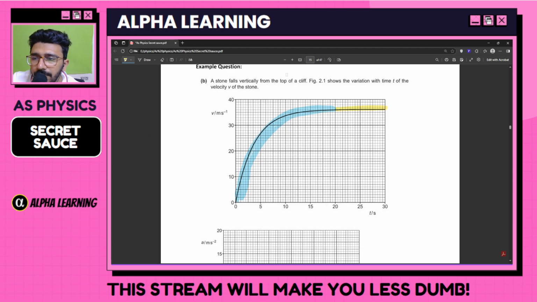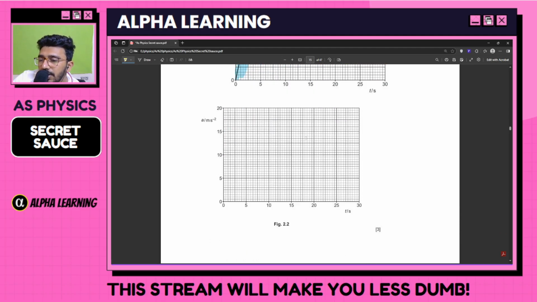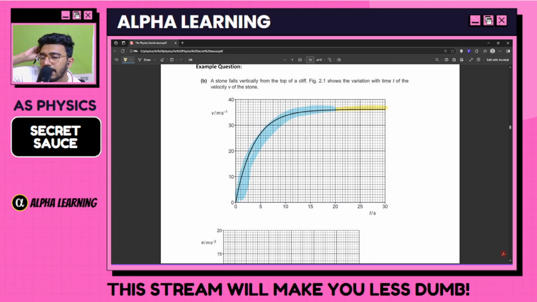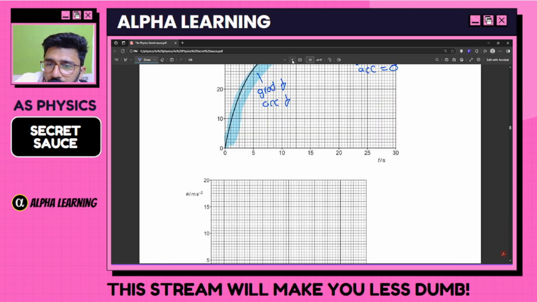Simple. Okay. Now you had to draw the acceleration time graph here. This is an interesting question. You were given the velocity time graph for terminal velocity. You had to draw the acceleration time graph. Now, do you remember me telling you that the gradient of this region is decreasing, that means the acceleration will be decreasing. In this region the gradient is 0, that means the acceleration will be 0. So how will you draw your graph?